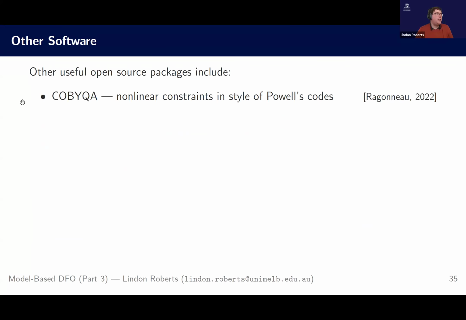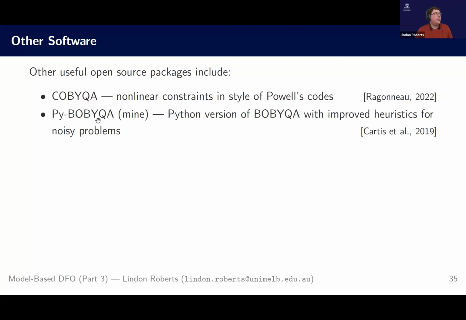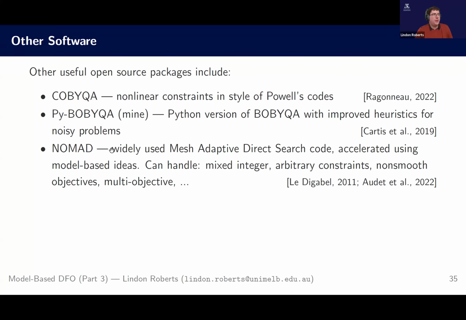Other software is available. I mentioned the COBYQA code, which is a more recent extension of this Powell-style approach to nonlinear constraints. I have some code that takes this bound constrained version of the software, re-implements it in Python, and adds a bunch of heuristics to improve its performance for noisy problems. I mentioned the NOMAD software on the first day. This is not a model-based code. This is a direct search code, a MADS code, but its performance is greatly accelerated with all these model-based ideas. This can handle very, very broad varieties of problems. At its heart, it's not model-based, though. It just uses it for acceleration purposes.